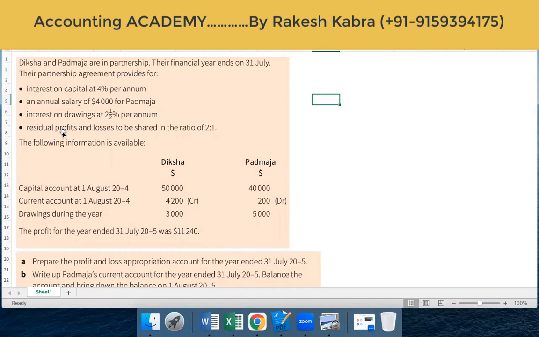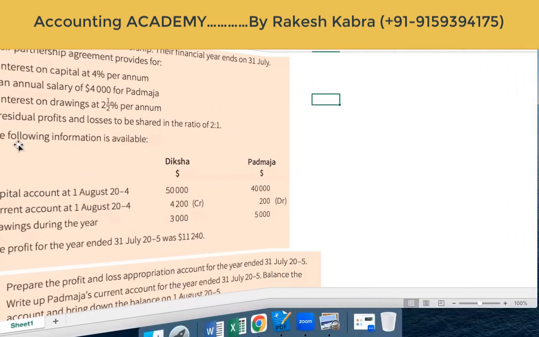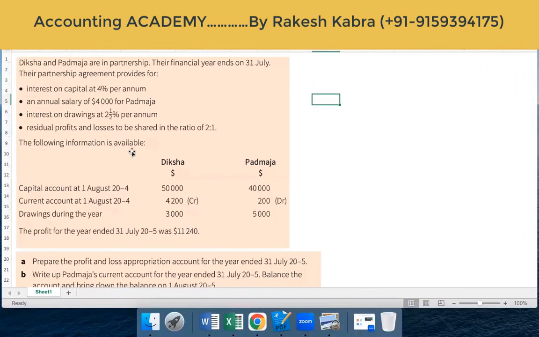And that will be shared between the partners in which ratio? The 2:1 ratio. And if this ratio is not given, in that case, we will share the residual profits in equal proportion. Got it? Now see, the following information is available for both the partners, Diksha and Padmaja.